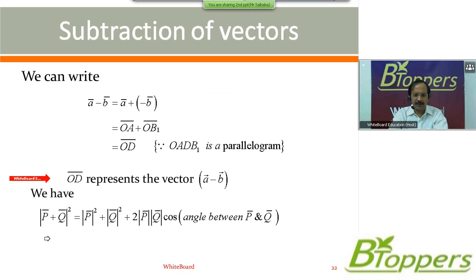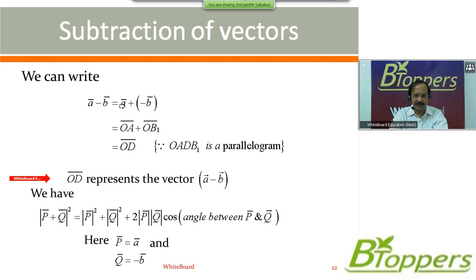So from the parallelogram law of addition of vectors, we have the square of the magnitude of the resultant of two vectors P bar and Q bar is equal to the square of the magnitude of the first vector P bar plus the square of the magnitude of the second vector Q bar plus 2 into magnitude of P bar into magnitude of Q bar into cosine of the angle between P bar and Q bar. So using this equation, we can find the magnitude of the vector A bar minus B bar.